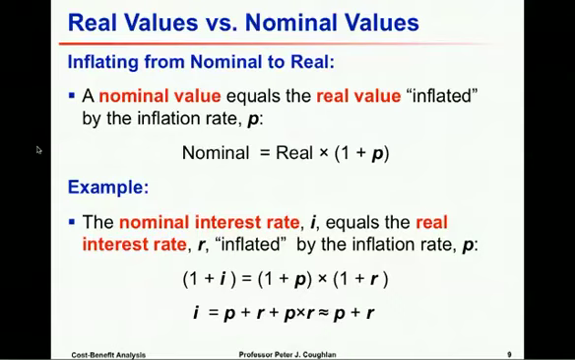The nominal value is equal to the real value, quote, inflated, unquote, by the inflation rate. So if the inflation rate is P, then any nominal value equals the real value times 1 plus P, where P reflects the inflation rate between the 2 times we're talking about. So, for example, take the nominal interest rate, I, the interest rate that's reported. If your bank says you get a 10% interest rate on some savings account or some investment, what that is equal to is the real interest rate inflated by the inflation rate.